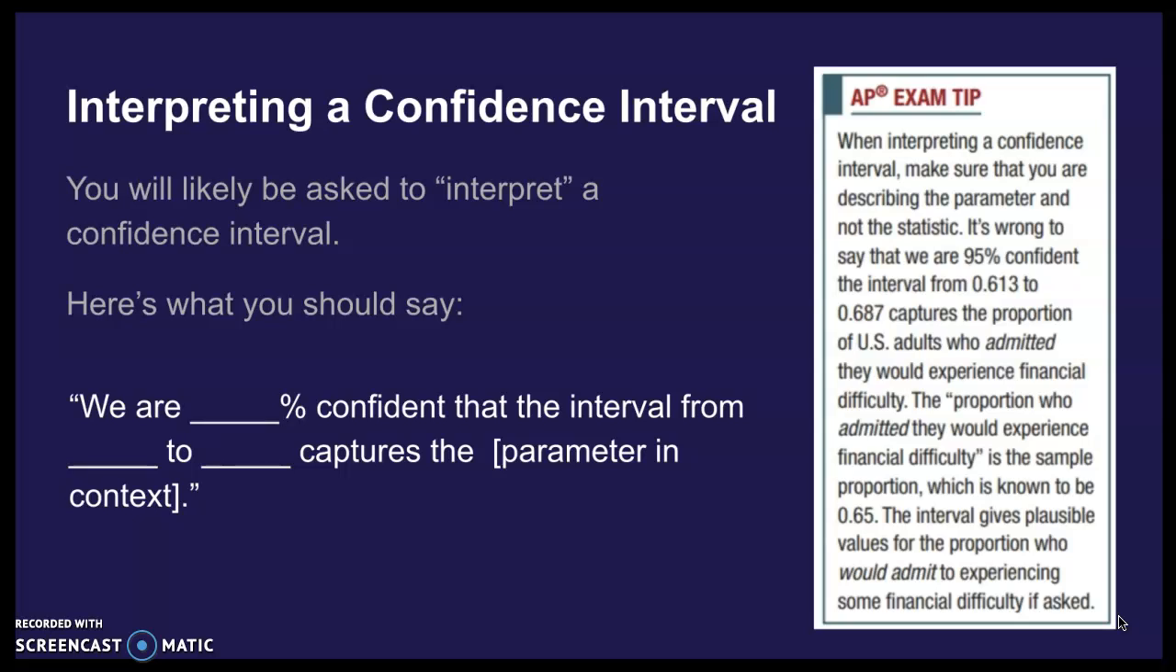When you're interpreting a confidence interval, make sure that you're describing the parameter, not the statistic. It's wrong to say that we are 95% confident that the interval from 0.613 to 0.687 captures the proportion of US adults who admitted they would experience financial difficulty. That proportion is the sample proportion, which we know is 0.65. The interval gives plausible values for the proportion who would admit to experiencing some financial difficulty if asked.